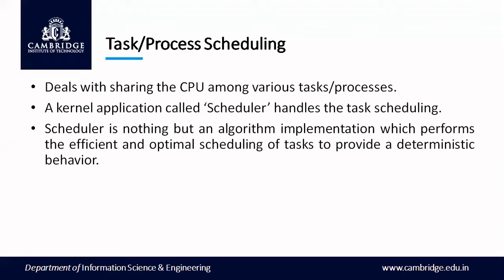Next is task or process scheduling. It deals with sharing the CPU among various tasks or processes. You might have learned many scheduling algorithms in the operating systems subject, so you know what task scheduling or process scheduling is. It needs to allocate the CPU among all the various tasks or processes which are running in a multitasking environment. The kernel application is called the scheduler. So you are going to have the scheduler which handles the task scheduling process. Different scheduling algorithms are available, and based on that the scheduler is going to schedule the tasks or the processes.